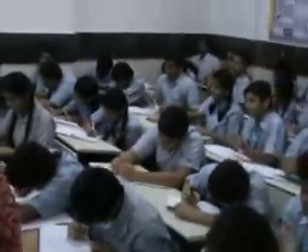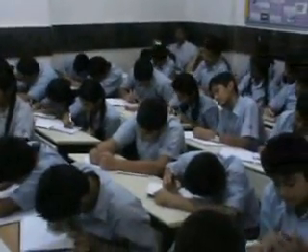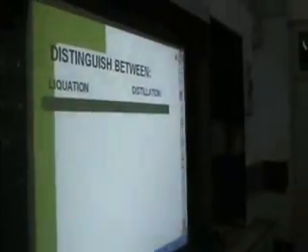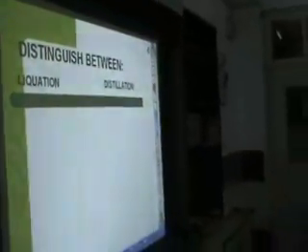Alright, this is now an exercise for you. Distinguish between liquefaction and distillation. In your notebooks you can do it. After that I can take the answers from you. Right now, distinguish between distillation and liquefaction. Any 2 points. Quickly. It should not take more than 2 minutes. If you have understood the concept, you should be able to distinguish.